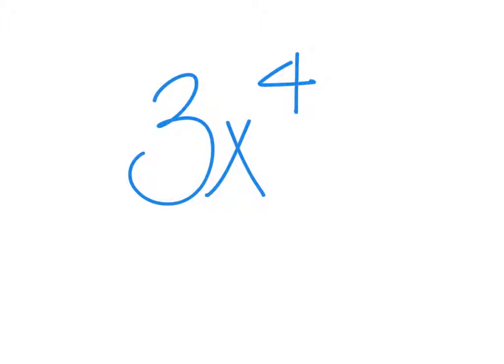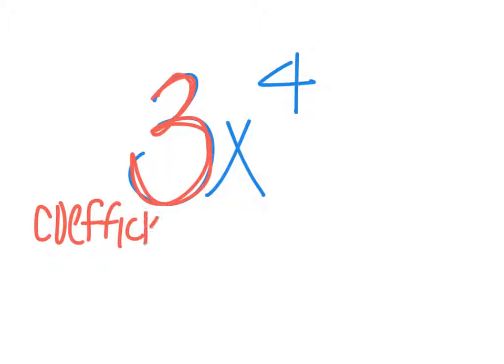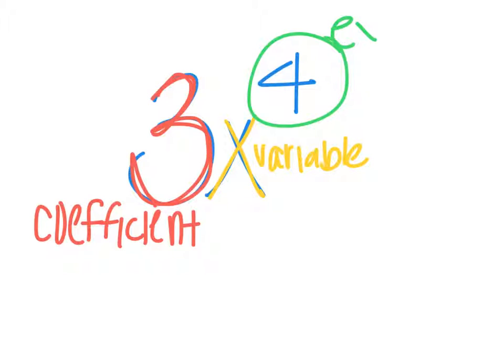So to start off our review for this particular assignment, we're going to review our vocabulary. If you'll recall, this 3 here, the number in front of the variable, is our coefficient. And then the letter is our variable. And the little number at the top up here, this is our exponent. We'll be using those words a lot, so it's just good to review them.